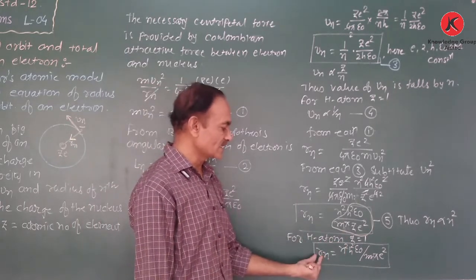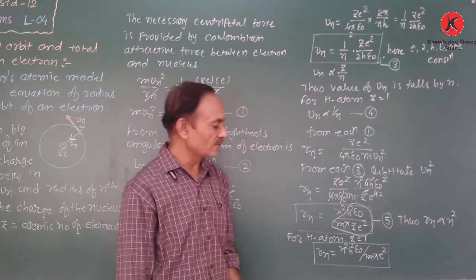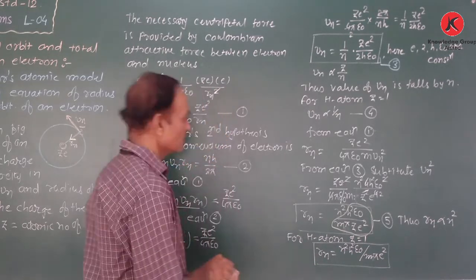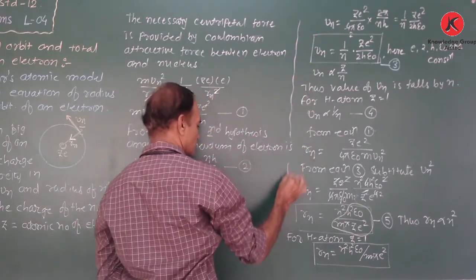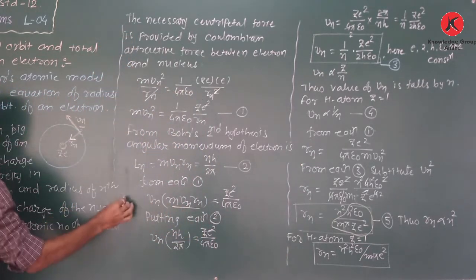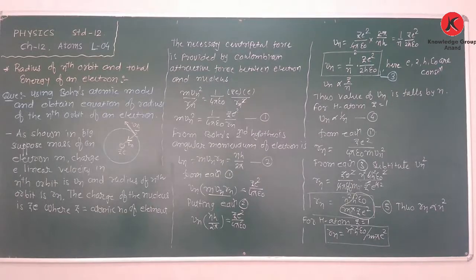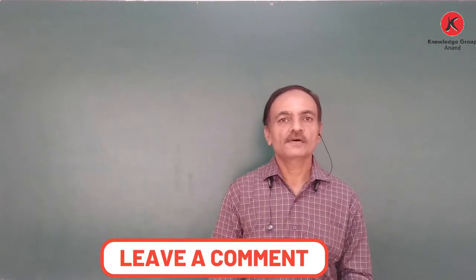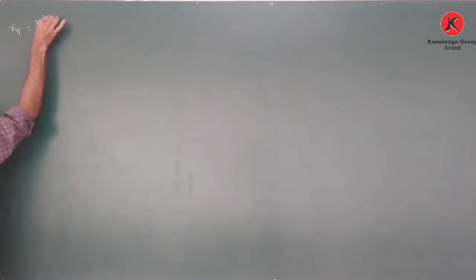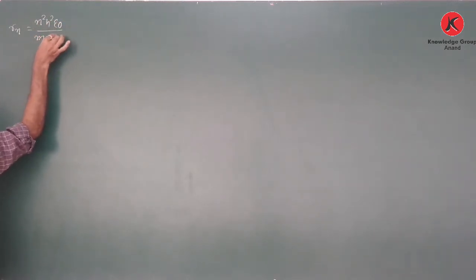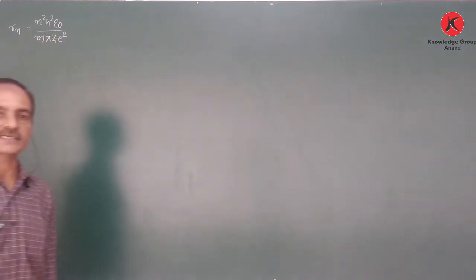Therefore, for hydrogen atom, Z is equal to 1. Therefore, rn is equal to n square h square epsilon 0 upon pi m e square. Right? Okay. Now just read here, the equation of radius of nth orbit is r is equal to n square h square epsilon 0 upon pi m Z e square. That is the equation of radius of nth orbit.